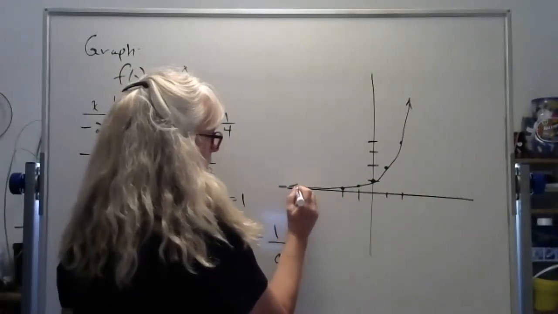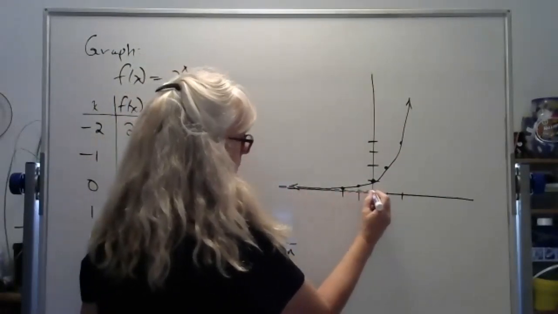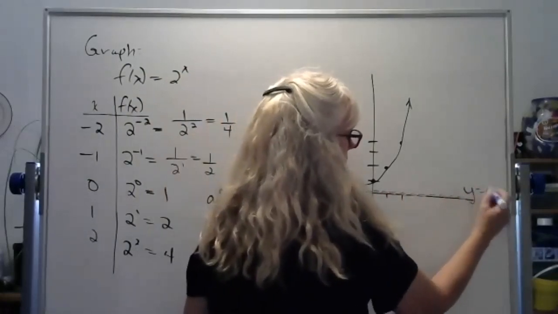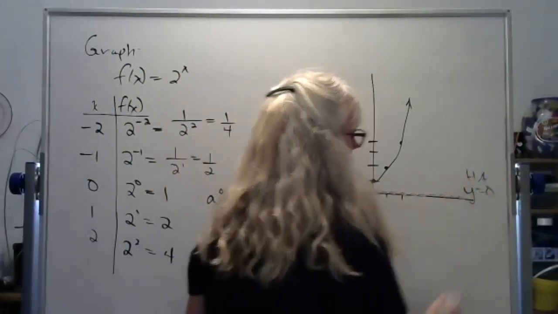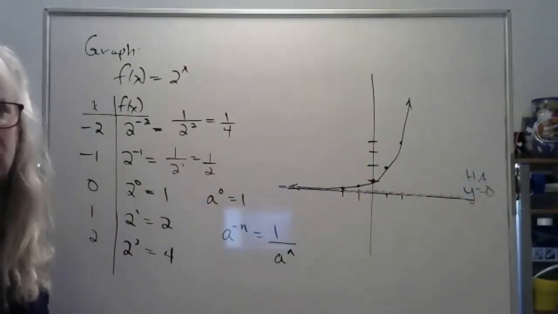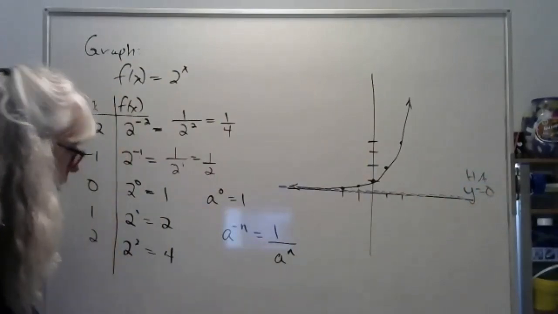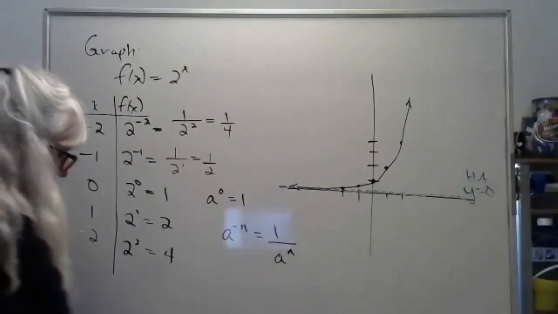So right on top of this is a horizontal asymptote at y equal to 0. It does not have a vertical asymptote. It only has that horizontal asymptote. Okay, what about other characteristics?